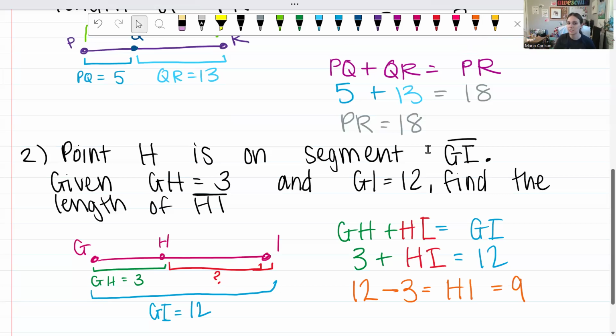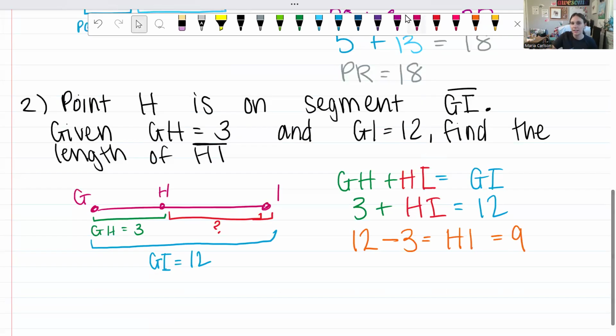So we can subtract here. This length HI can be found by taking the entire segment GI and subtracting away the piece we don't want, GH. So you can also subtract segments as well.